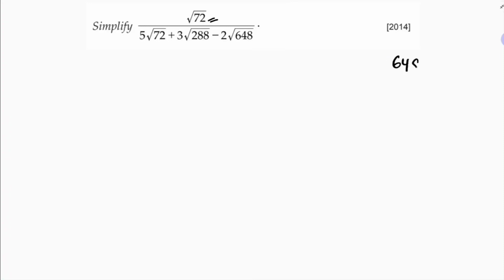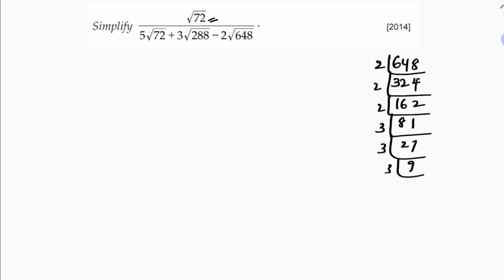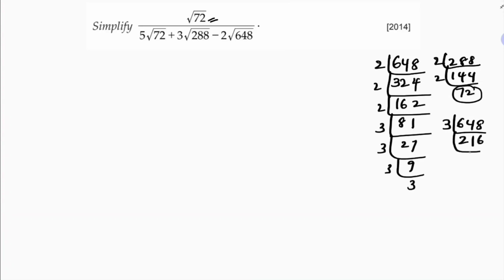First find the prime factors of 648. 648 is 2 times 324, 2 times 162, 2 times 81, 3 times 27, 3 times 9, 3 times 3. In the same way, for 288, find the prime factors of 288. 2 times 144, 2 times 72. See, here you got 72. And here also, for 648, if you do it in a different way, 3 times 216, and here again if you do 3 times 72, now here also you got 72.